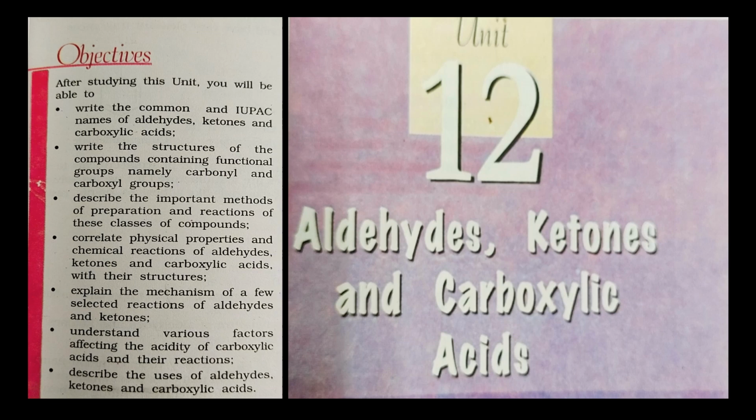The objectives are, after studying this unit, you will be able to write the common and IUPAC names of aldehydes, ketones, and carboxylic acids. Write the structure of the compounds containing functional groups, namely carbonyl and carboxyl group. Describe the important methods of preparation and reactions of these classes of compounds. Correlate physical properties and chemical reactions of aldehydes, ketones, and carboxylic acids with their structure.